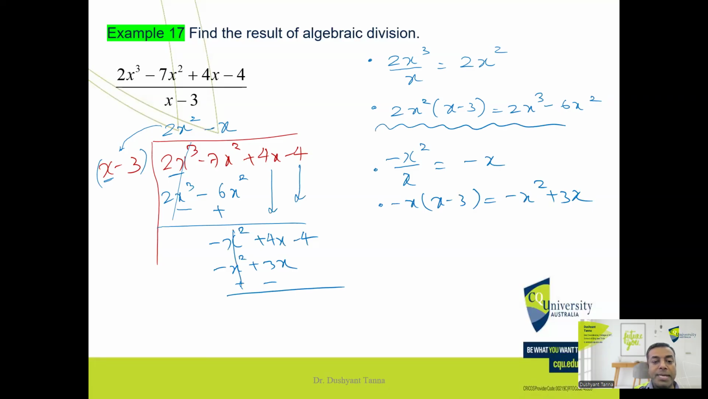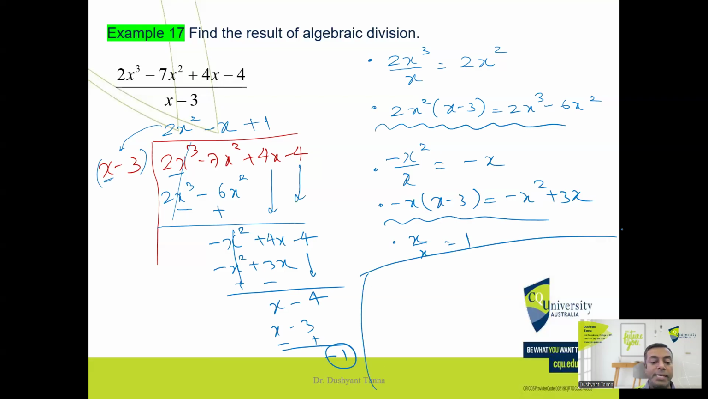Positive, negative, change the sign. This is gone. 4x minus 3x is x. You're left with minus 4. This term is brought down. Now x and x, obviously I don't have to divide or do it like this, but if you want to, x over x is 1. So you'll start with 1 here. And 1 times x minus 3 is x minus 3. Subtract: minus 4 plus 3, minus 1 remains.